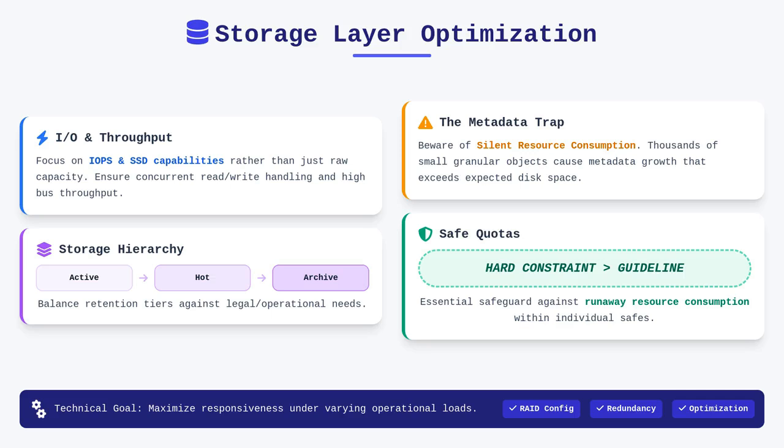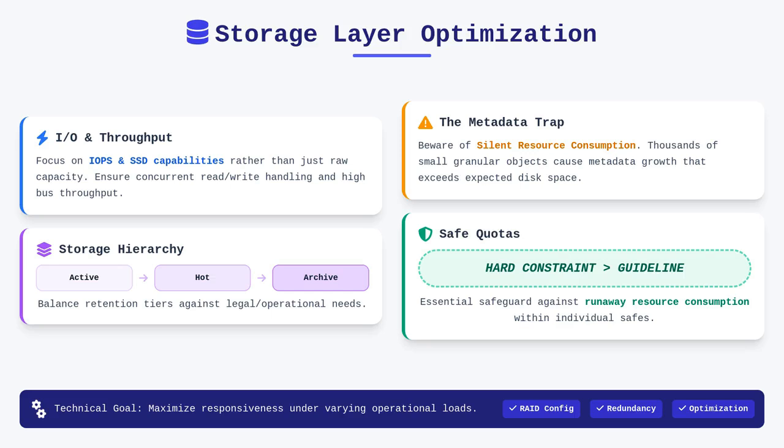When we shift our focus to the physical and virtual storage layer, we must address the specific requirements of the Vault's storage engine. Calculating IOPS requirements is not merely about disk space. It is about the throughput capabilities of your solid-state drives and their ability to handle concurrent read and write operations. I often see administrators underestimate the metadata growth rates, which can silently consume resources as the vault accumulates thousands of small, granular objects over time.